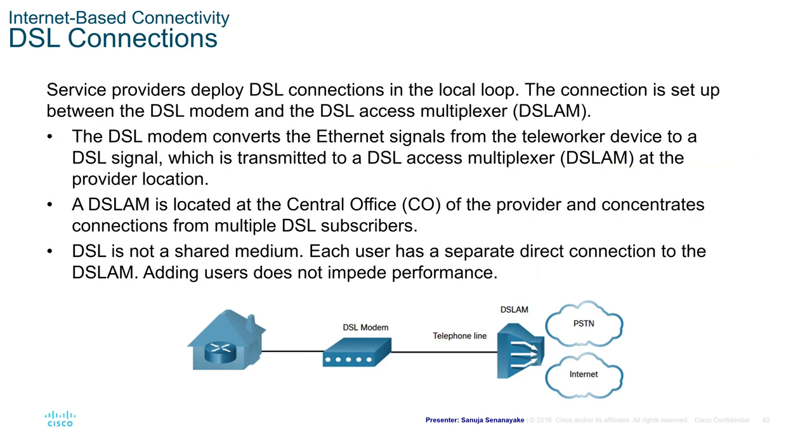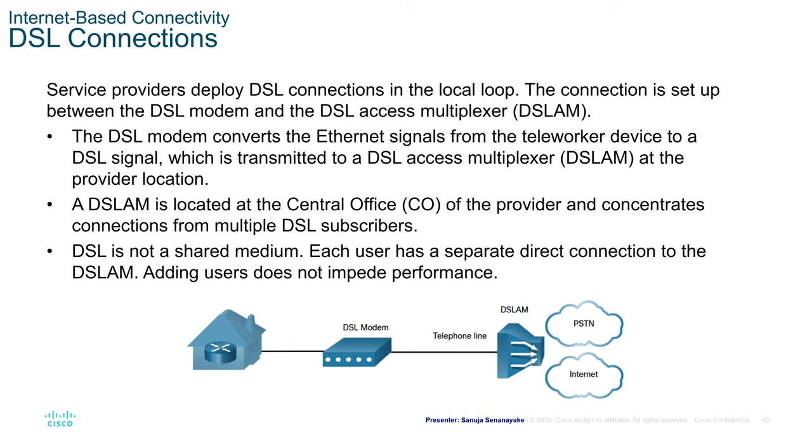DSL connections. Service providers deploy DSL connections in the local loop. The connection is set up between the DSL modem and the DSL access multiplexer, also known as DSLAM. The DSL modem converts the Ethernet signals from the teleworker device to a DSL signal, which is transmitted to a DSLAM at the provider location. A DSLAM is located at the central office, CO, of the provider and concentrates connections from multiple DSL subscribers.